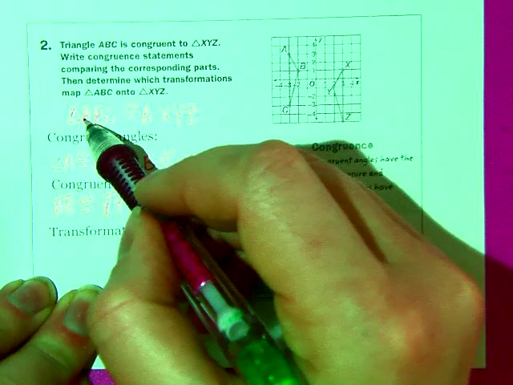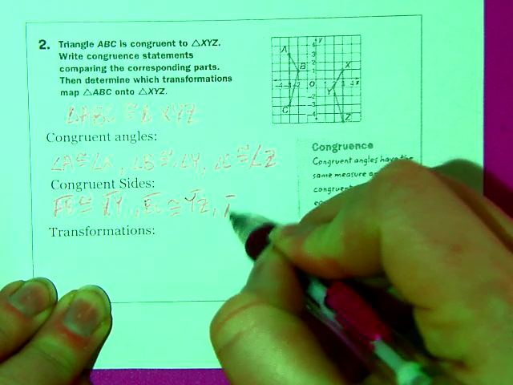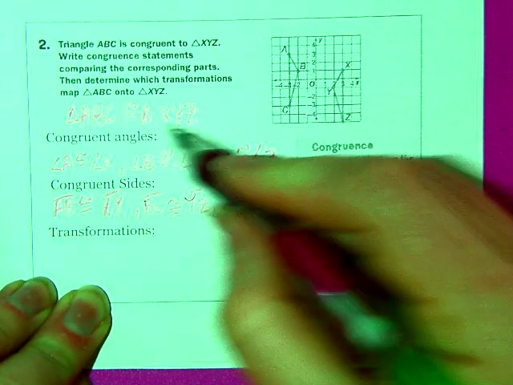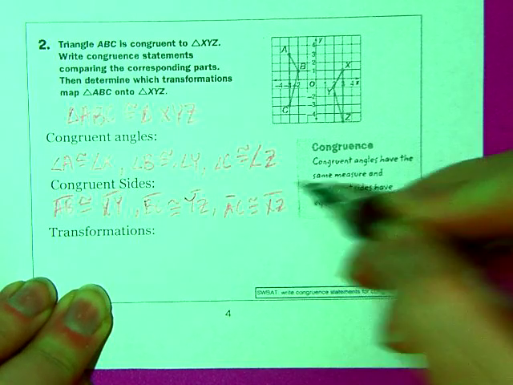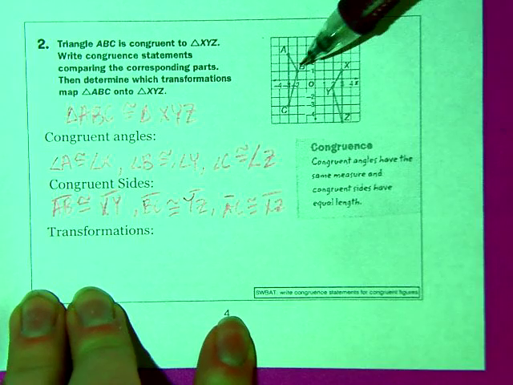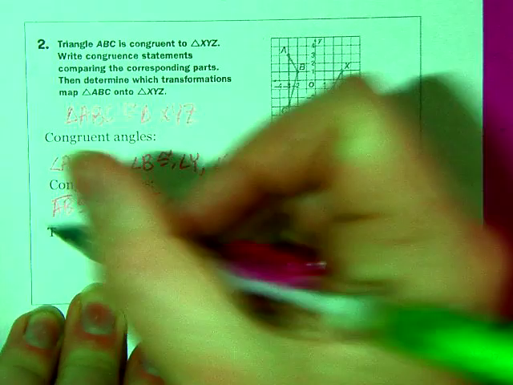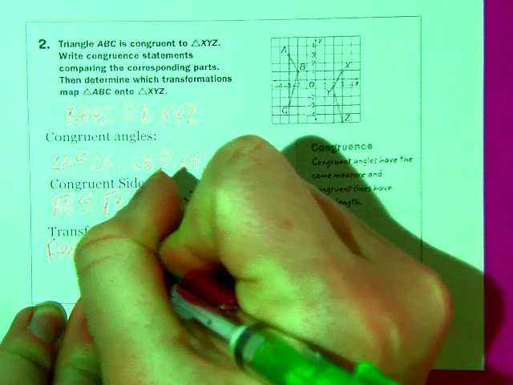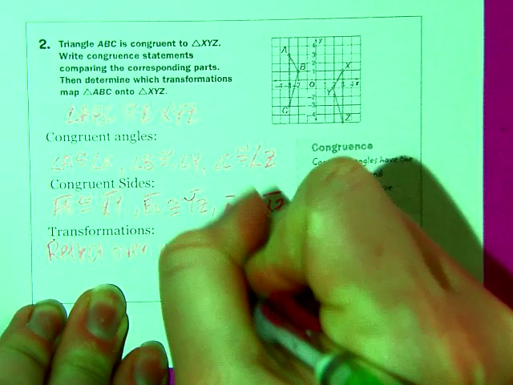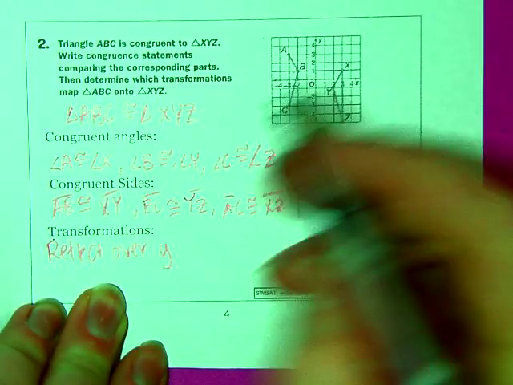And I like to go first and last. AC is congruent to XZ. So the transformations that would get us from here to here, it looks like we would reflect over the y-axis. And then it looks like we would translate it down.